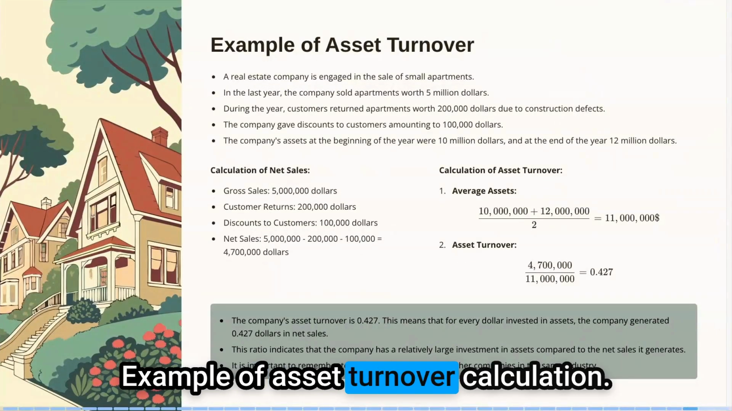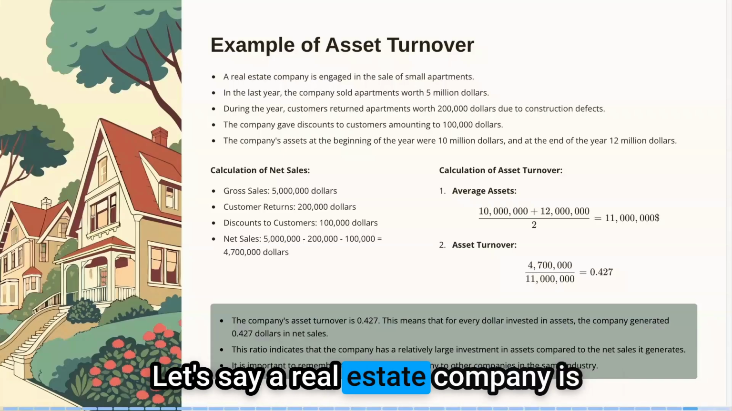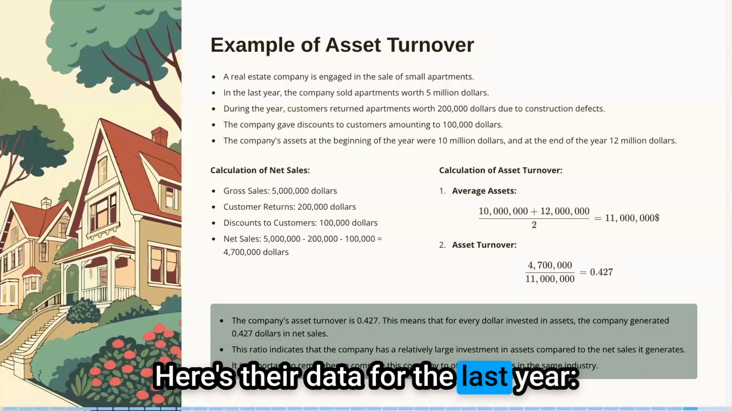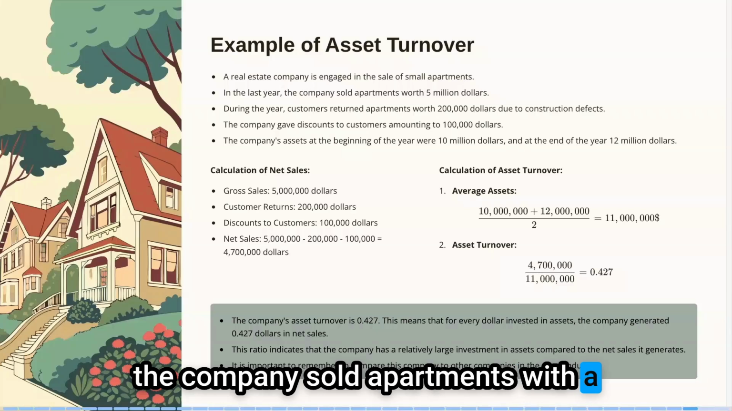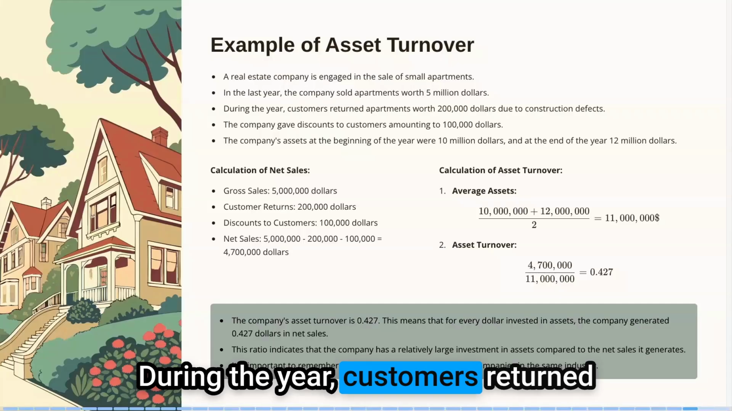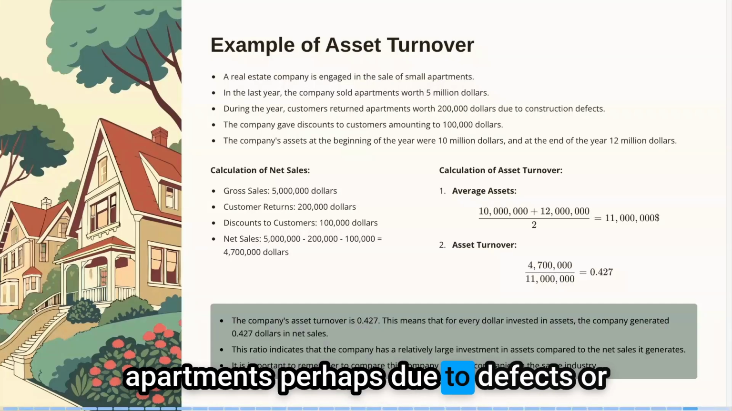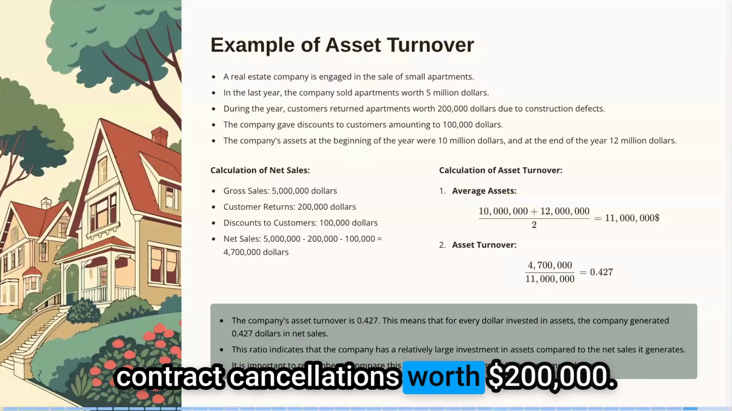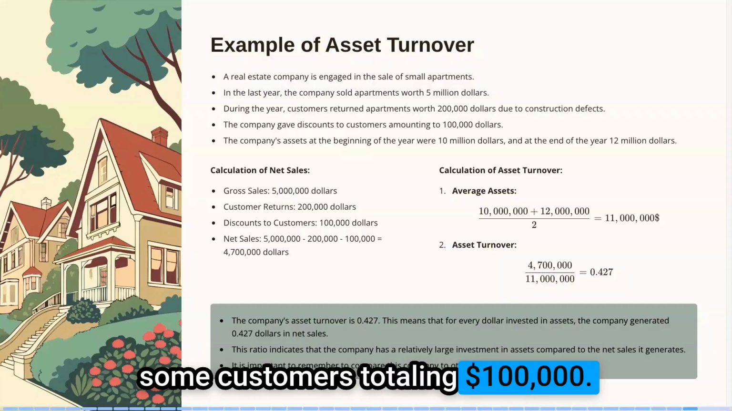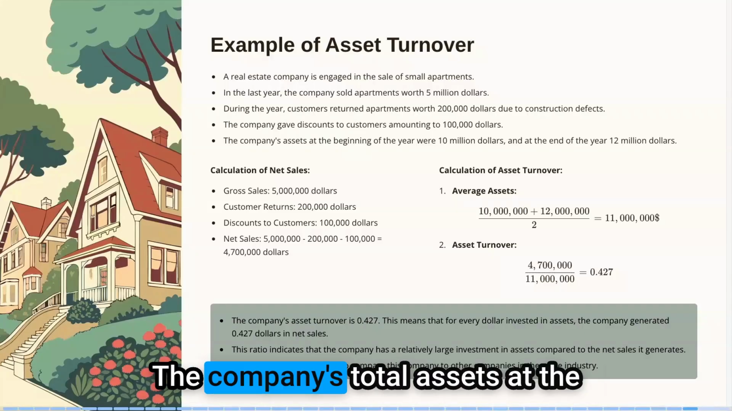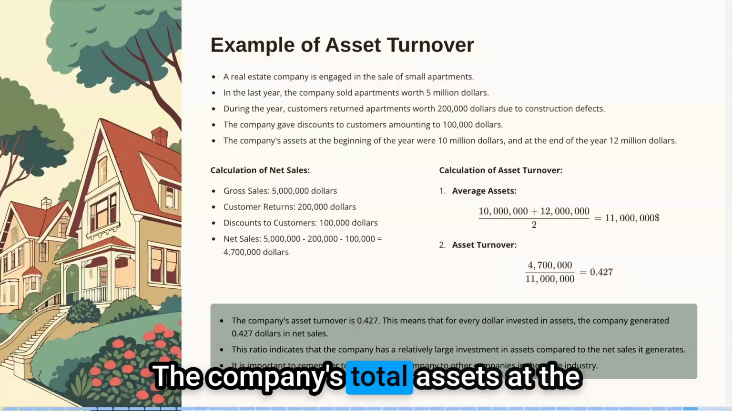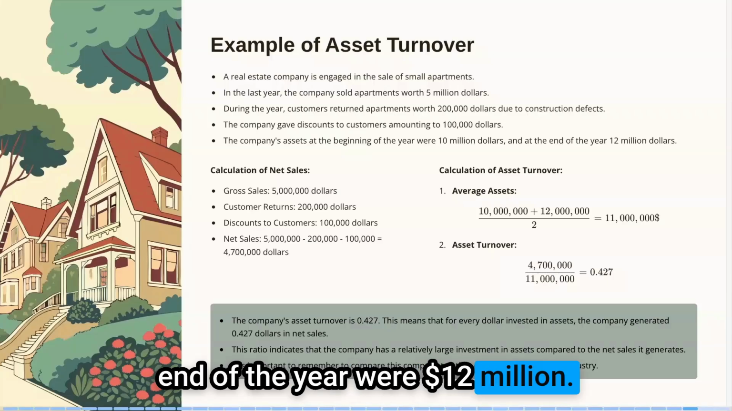Example of asset turnover calculation. Let's say a real estate company is engaged in the sale of small apartments. Here's their data for the last year. The company sold apartments with a total gross sales value of $5 million. During the year, customers returned apartments, perhaps due to defects or contract cancellations, worth $200,000. The company gave discounts to some customers totaling $100,000. The company's total assets at the beginning of the year were $10 million. The company's total assets at the end of the year were $12 million.